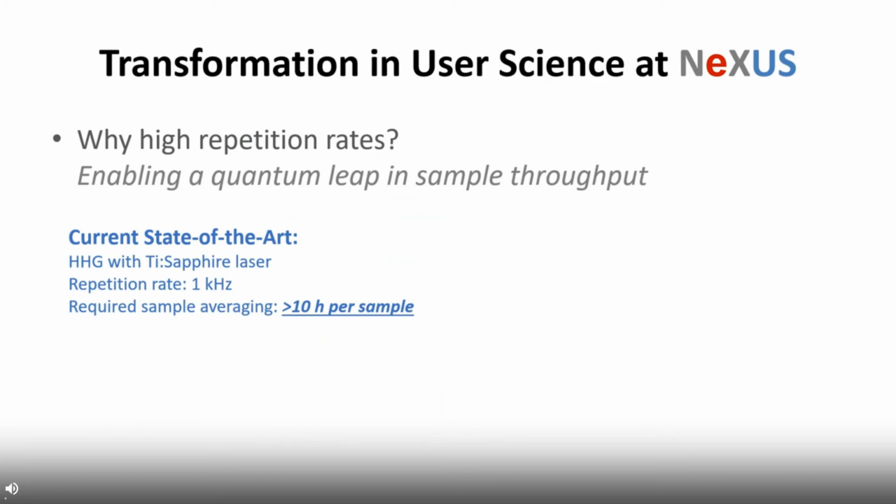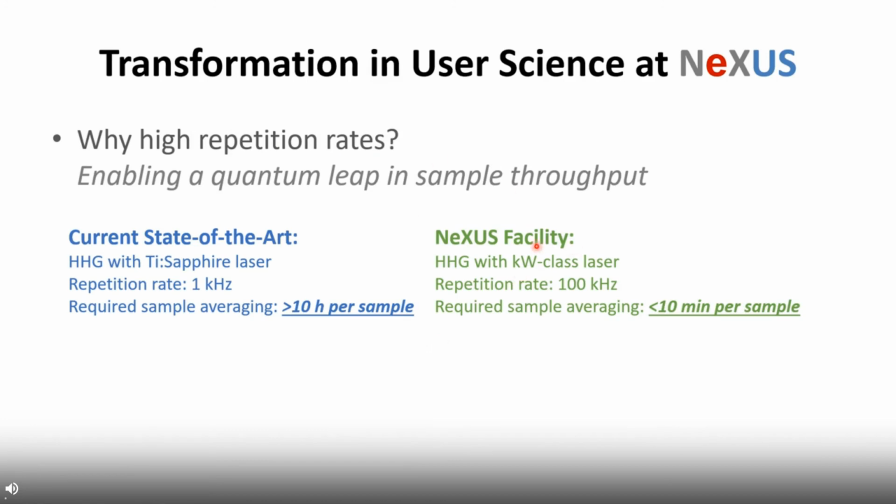So just to summarize with the Nexus facility, why are we focused on these higher repetition rates? What's this general benefit going to provide to us? Well, we're actually enabling a quantum leap in sample throughput. So in our current state-of-the-art high harmonic generation and Ti:sapphire laser system, which we have in our lab with a 1 kilohertz repetition rate, Dr. Baker writes, okay, the required sample averaging is greater than 10 hours per sample. In reality, we usually average on a sample for a transient experiment up to a few weeks of experimentation. But at the Nexus facility, where we have 100 kilohertz, now suddenly a 10-hour sample would take us less than 10 minutes.